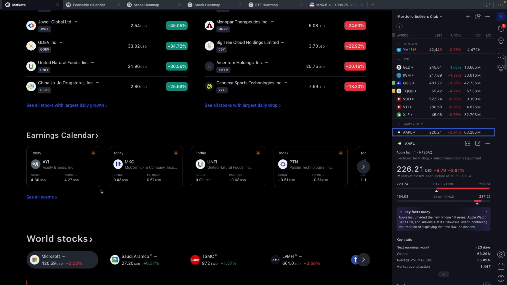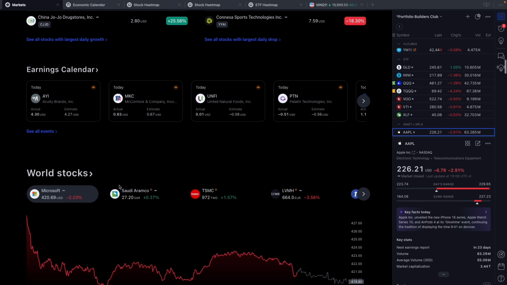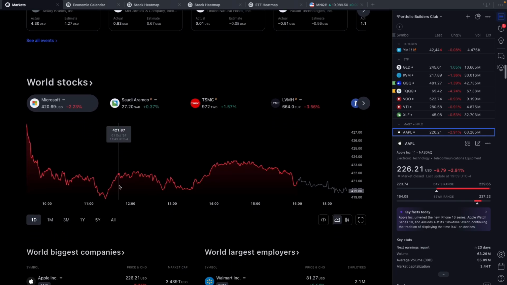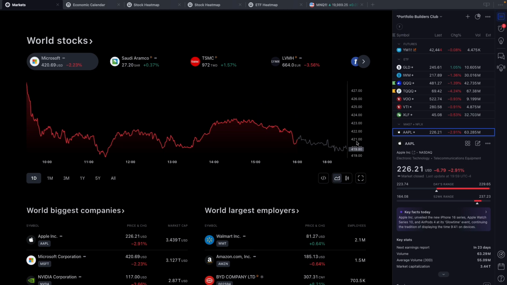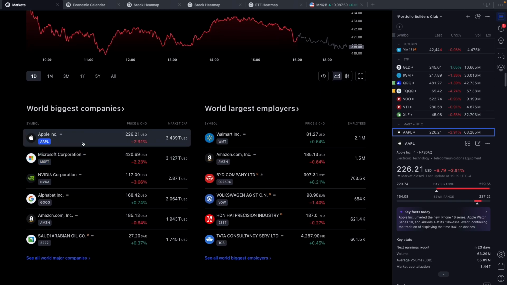Earnings calendar. So you can look through the earnings calendar. You can look at all the events, as in who has earnings coming up and who reported earnings and what their actuals versus the estimates were. So you can look through those. Then you have world stocks, and it goes and looks at all the different companies across the world. Here, world's biggest companies.